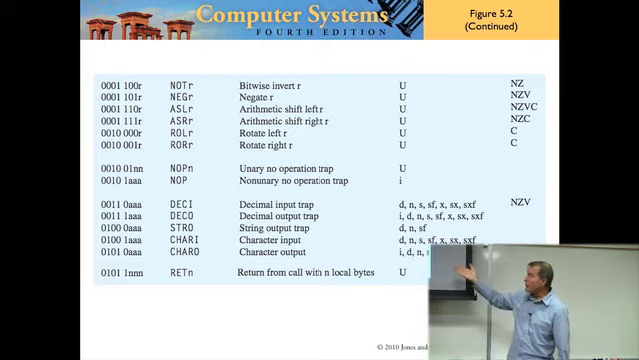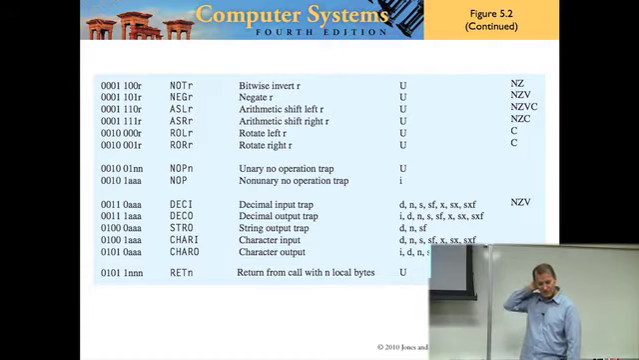So not only can we do decimal input, we can also do decimal output. We can also do string output, as well as our character input and character output. But see, the decimal input, the decimal output, and the string output, those are all trap instructions. So the operating system actually does those.